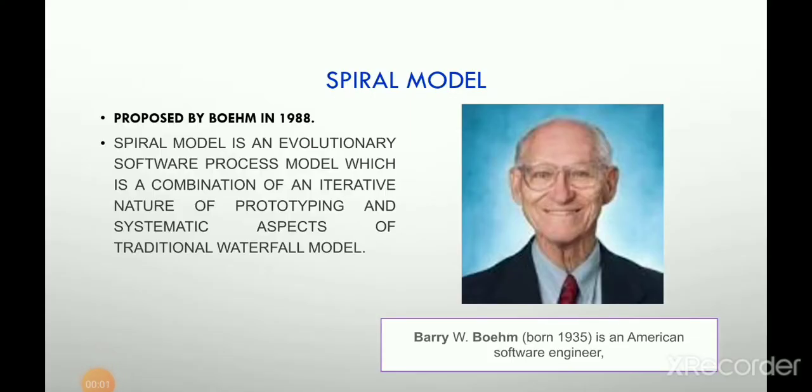The spiral model was proposed by Barry Boehm in 1988. The spiral model is an evolutionary software process model which is a combination of the iterative nature of prototyping and the systematic aspects of the traditional waterfall model. It means the spiral model is a combination of evolutionary, iterative, prototyping and waterfall models. So the spiral model is also known as the meta model.